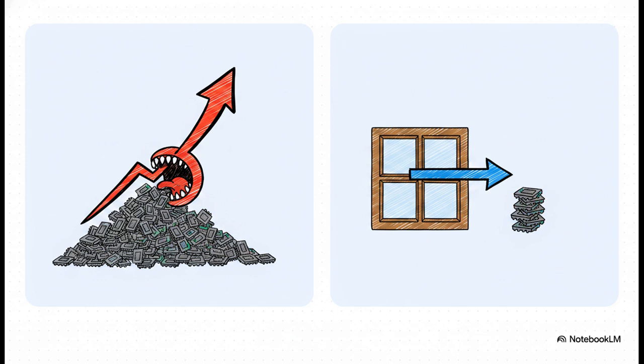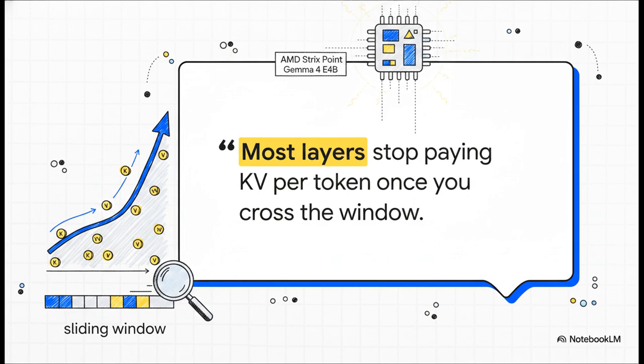Once a sequence passes that 512 token mark, every SWA layer's KV memory cost becomes constant. It literally just stops growing. I actually love how the source material puts this. They say, most of Gemma 4 layers stop paying KV per token once you cross the window. That is the key takeaway right there.